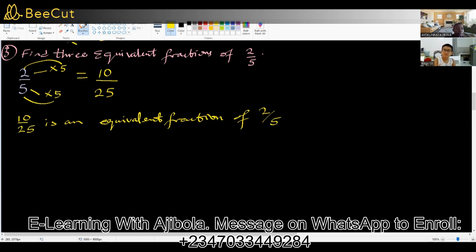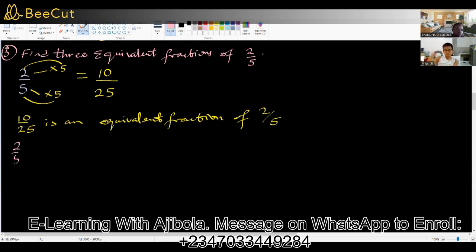How many equivalent fractions are we finding? 3. How many have we found? 1. 10 out of 25. No, we found only 1, okay? 10 out of 25 is what we have found. Yes, we need to find 2 more. 10/25 is an equivalent fraction of 2/5. Now, let's go and find the next one.